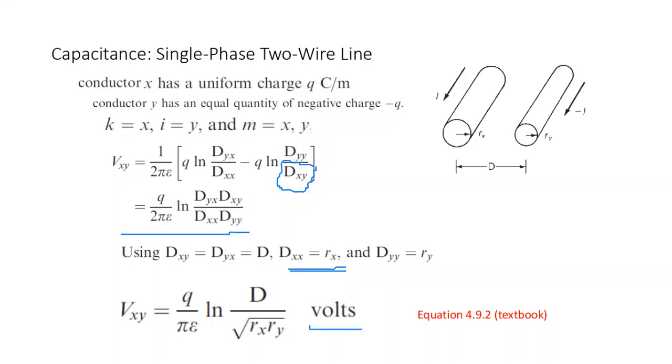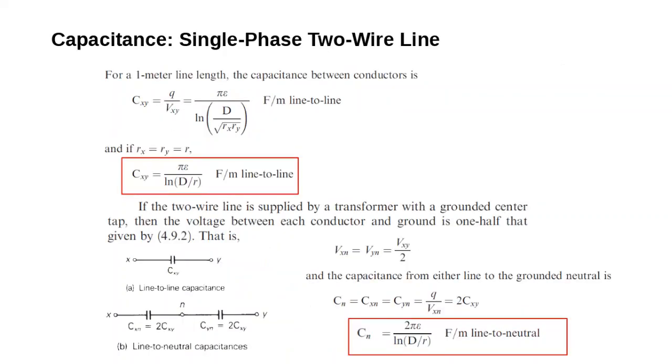this form here. So it is natural log d, the distance between conductor x and conductor y, over the radius of x times the radius of y. If the radius of x equals the radius of y, we can just put rx or just r. Okay, so this is the natural log of the geometric mean distance over the geometric mean radius when we talk about bundle conductors.